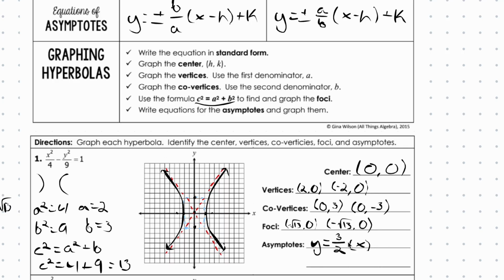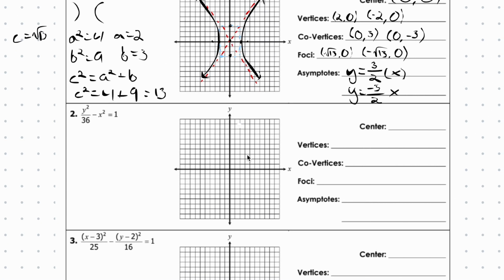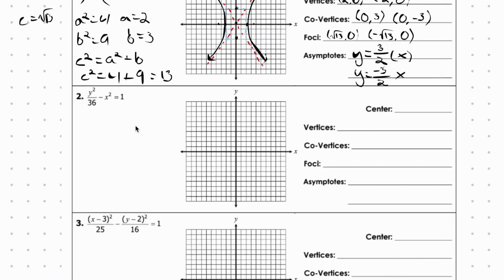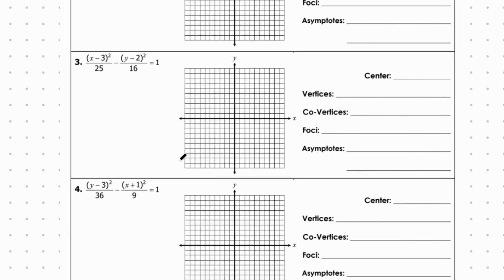So we're just going to have 3 halves x. And for our other asymptote, it's just going to be minus, so negative 3 over 2, or negative 3 halves x. Okay. Question 2 should be relatively simple. Use these same exact techniques. Let's do question 3 together.